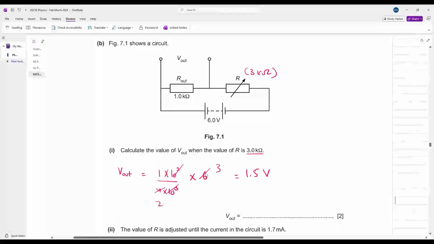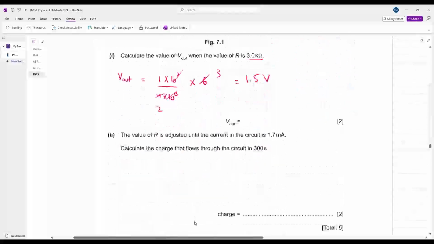If you don't remember this rule, let me write it again. The voltage across any component R is equal to the resistance of R divided by the total resistance multiplied by the total voltage. This is the voltage divider rule.